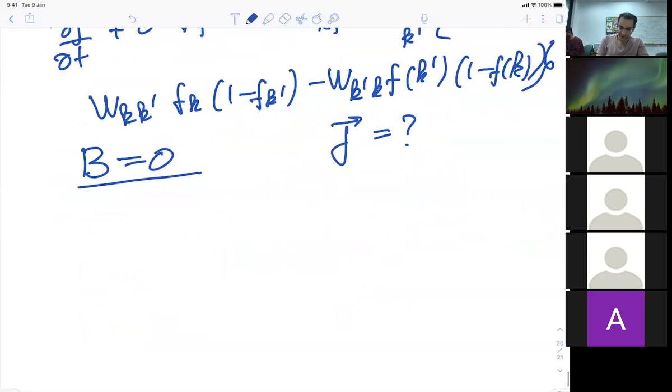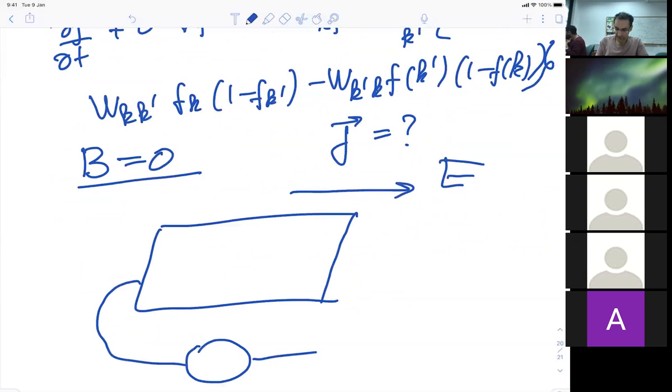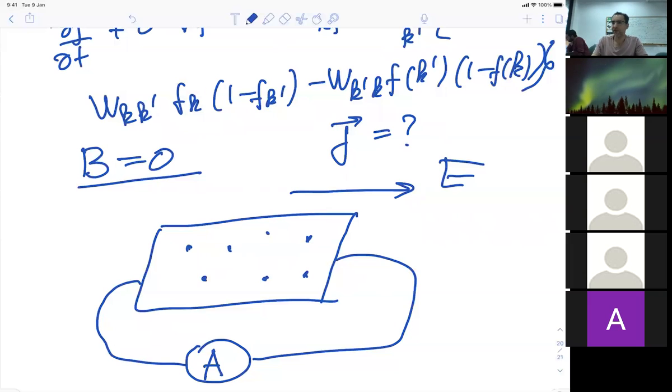So that's our equation. What is the current of electrons under the influence of an external electric field? So there is a piece of metal. We apply a constant electric field connected to the circuit. This is the circuit. We measure the current. What is the current if we have a piece of metal with some disorder in it? What would be the electric conductivity?